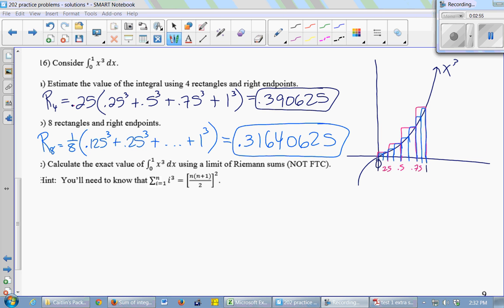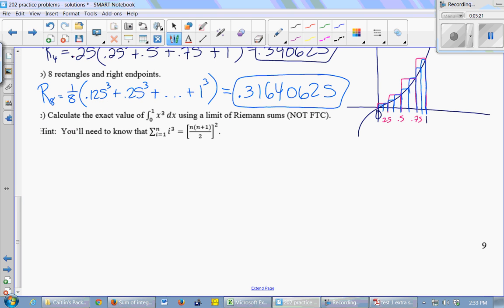All right, this last part is asking you to calculate the exact value using a limit of Riemann sums, not the fundamental theorem of calculus. So that means I'm going to let the number of rectangles go to infinity. So I just did 4, then I doubled it and did 8, and I got a more accurate answer. So I'm just going to let that n value, the number of rectangles, go to infinity. So this is not something we've done in class. It's not something that would show up on a test unless it was maybe some kind of a bonus question. So feel free to stop watching this video now if you're not interested in how to do this.